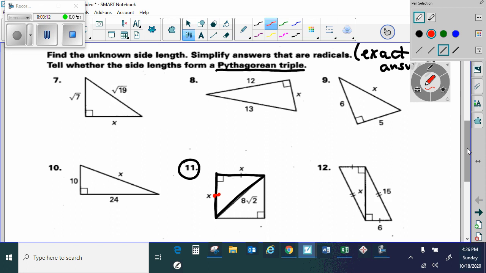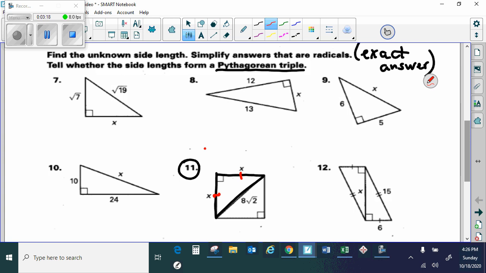It's given away by these 2 hash marks. What does it mean when you have 2 side lengths the same, at least 2 side lengths the same? That's an isosceles right triangle, its most specific name. It's isosceles because it's got at least 2 congruent sides, and it's a right triangle because it has the right angle symbol there. So that means both of these have to be 45 degrees. So it's a 45, 45, 90 special right triangle.